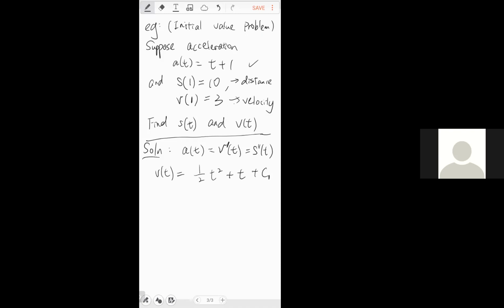Part of the question says that when the time is 1, the velocity should be 3. So when I plug t equals 1 into my equation right here, the velocity should be 3. So 3 equals 1/2 times 1 squared plus 1 plus c1. And so c1 equals 3 minus 1/2 minus 1, which is 3/2.